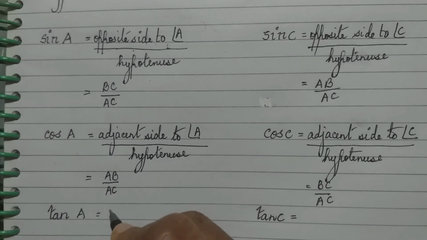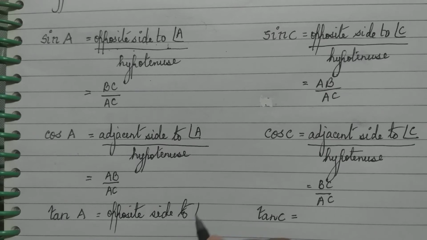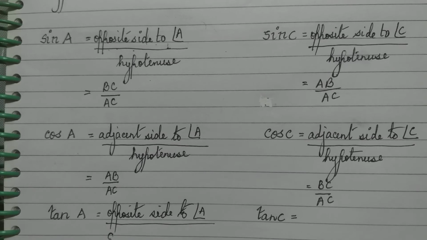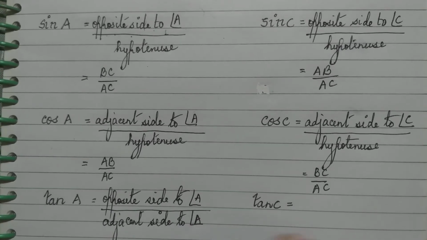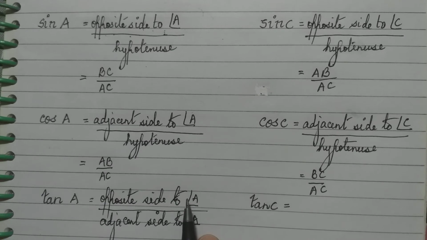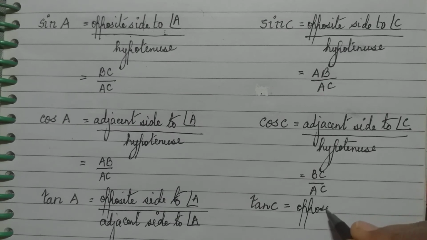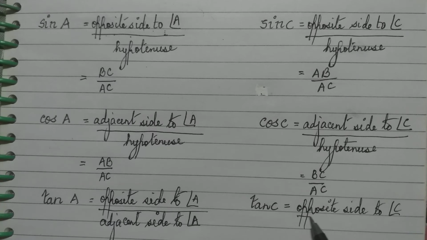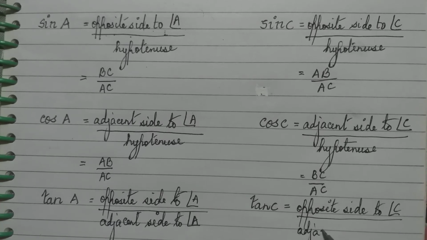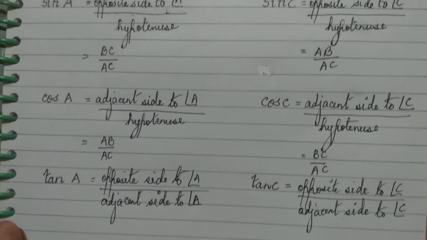So I write here opposite side to angle A upon adjacent side to angle A. If I have written this here for tan, then here I will write opposite side to angle C upon adjacent side to angle C. So I write here opposite side to angle C upon adjacent side to angle C. Let us see what the ratio becomes now.